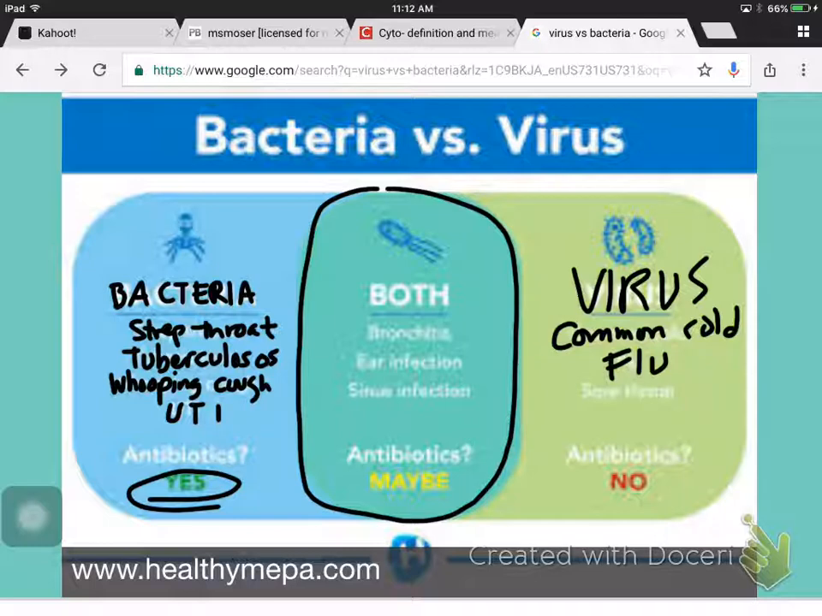Because you're not killing the virus. You're not doing anything about the cause of the problem. And what you are doing is killing off bacteria in your system. And which ones are you killing? The weak ones.